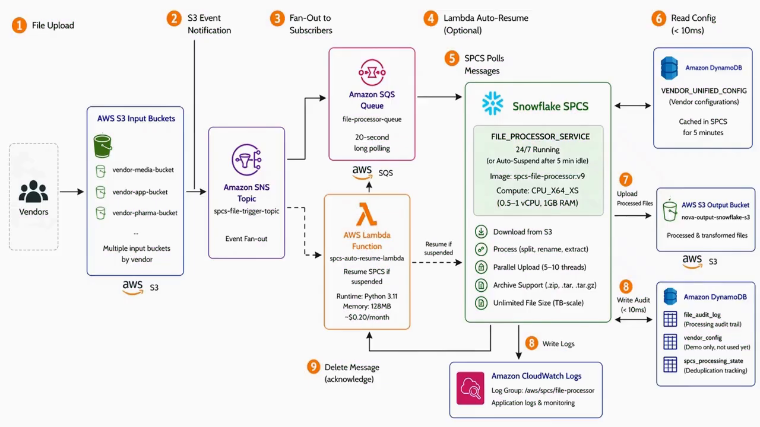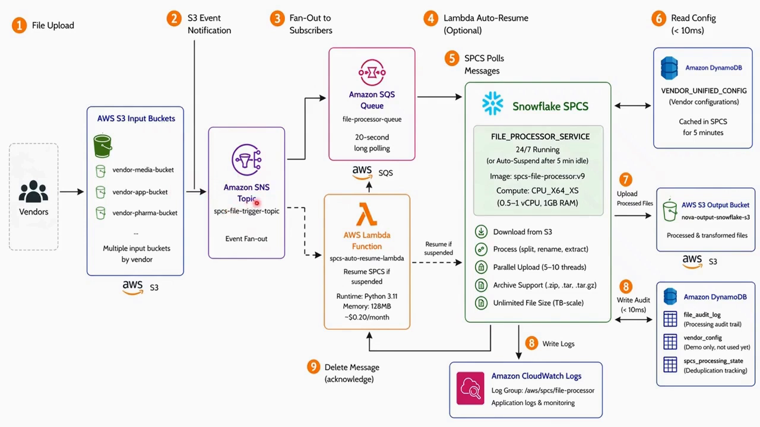Everything is decoupled, scalable, and event driven. Starting from the left, vendors upload the files into the S3 input buckets. We typically separate buckets by vendor or domain like media, app, and pharma so that we can apply different processing logic and configurations. When a file is uploaded to S3, S3 triggers an event notification to an SNS topic.